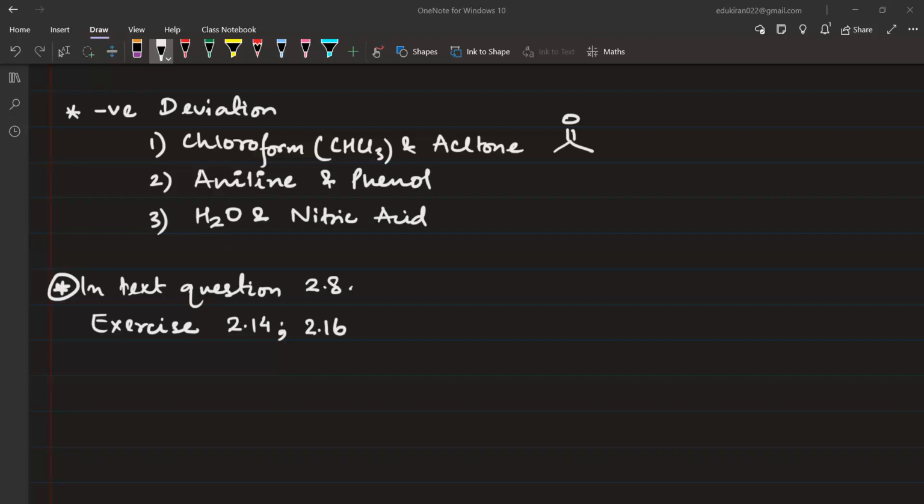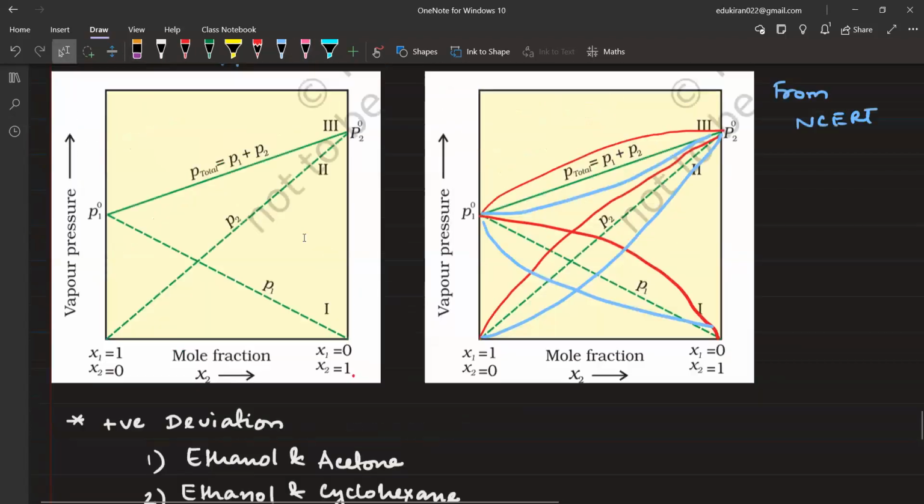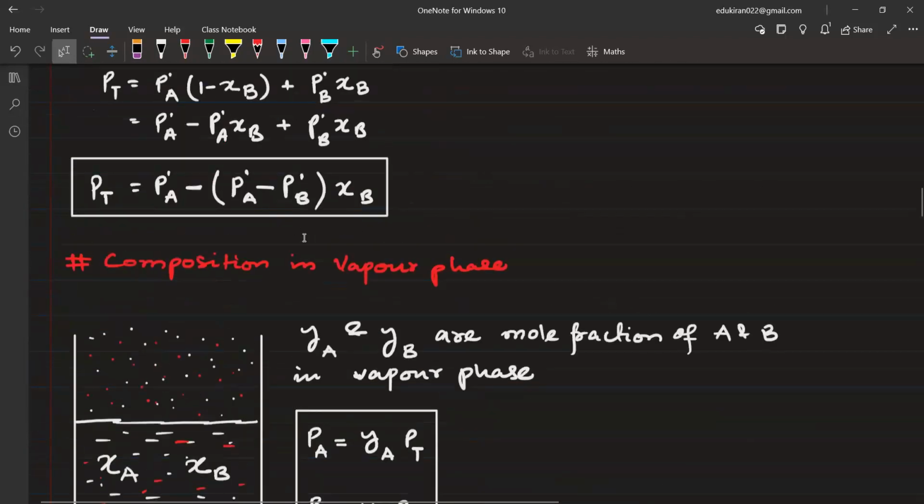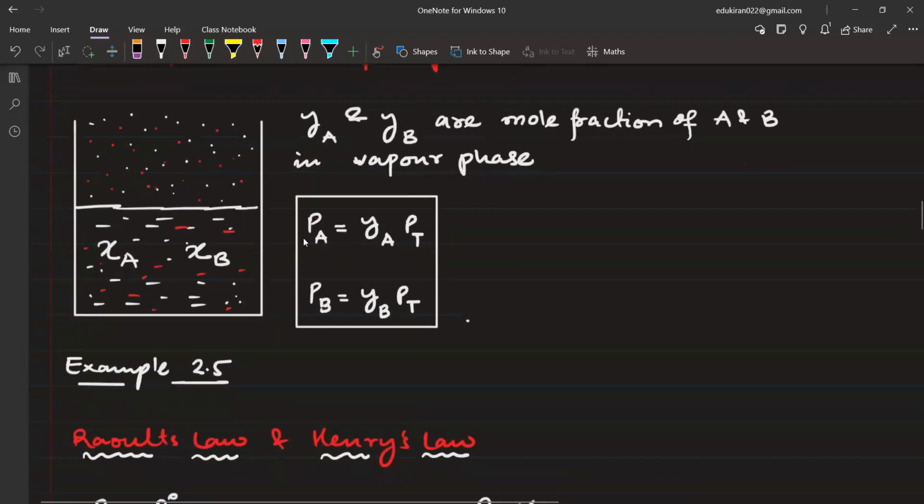Then 2.38. It has a question of writing the mole fraction of a particular component in vapor phase. We have already seen how to find the composition in vapor phase. They will ask you this, so this is one of the examples that you need to do. Also 2.5.